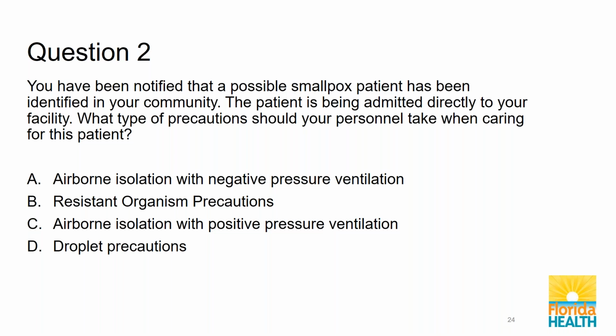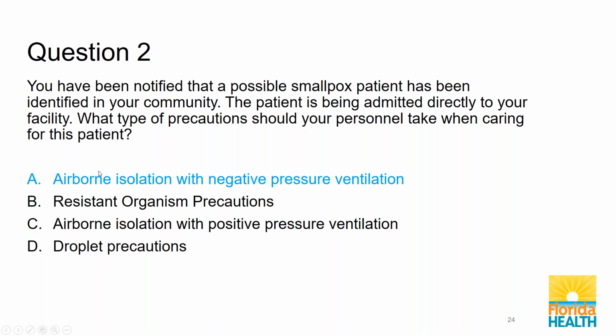Okay, so everyone put the same answer for this one, which is A, airborne isolation with negative pressure ventilation. For these type of questions, they're not asking you about the category of the agent. They're really wanting to know, do you know about transmission and do you know how to prevent it? And they could do this with any other disease, any other type of pathogen.